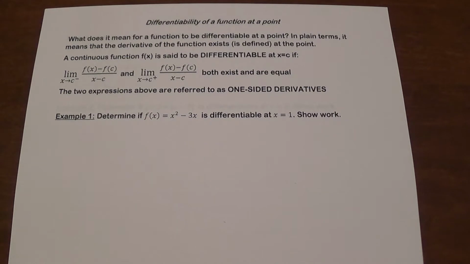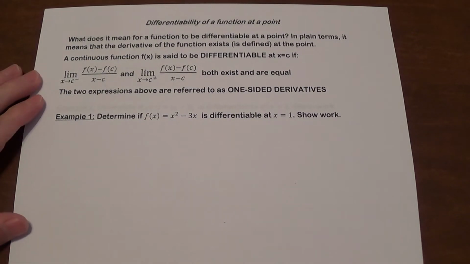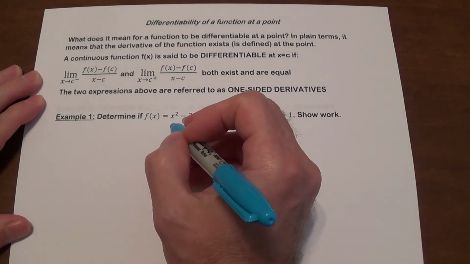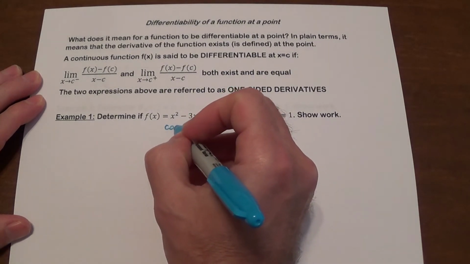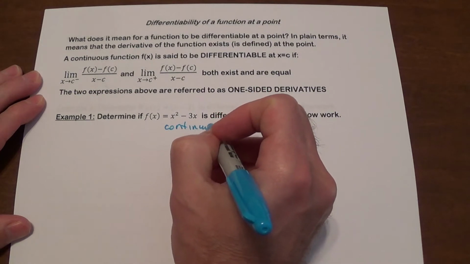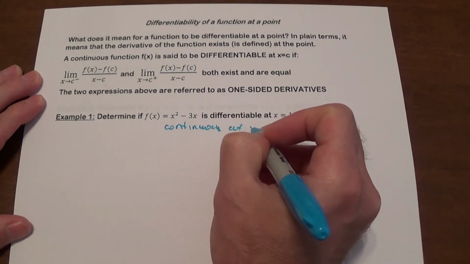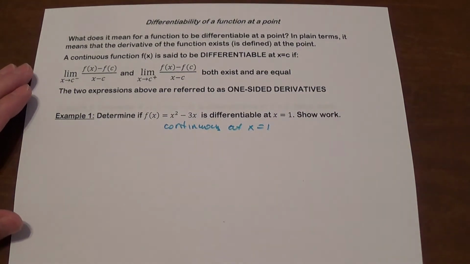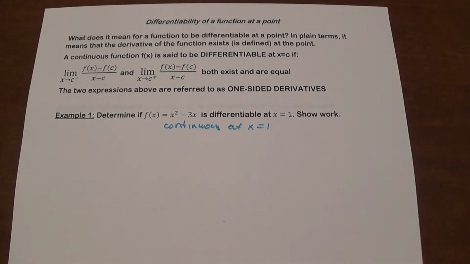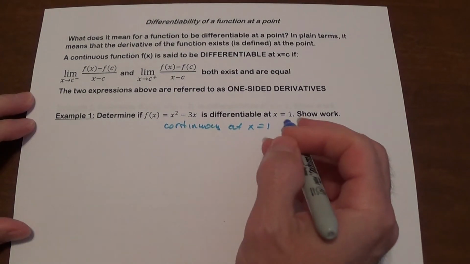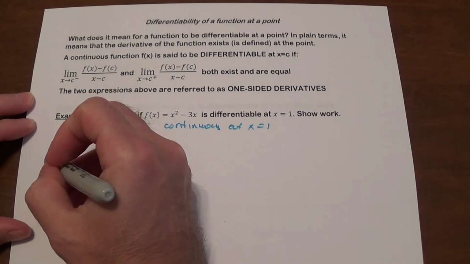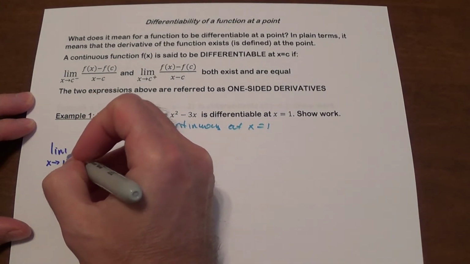So let's take a look at this first example. Obviously we know that this is a quadratic function and it is going to be continuous at x equals 1. So we know it's continuous. We can continue our analysis here. Alright, so what we're going to do is we're going to set derivatives from two sides of 1. Let's go ahead and start with the left-hand derivative.